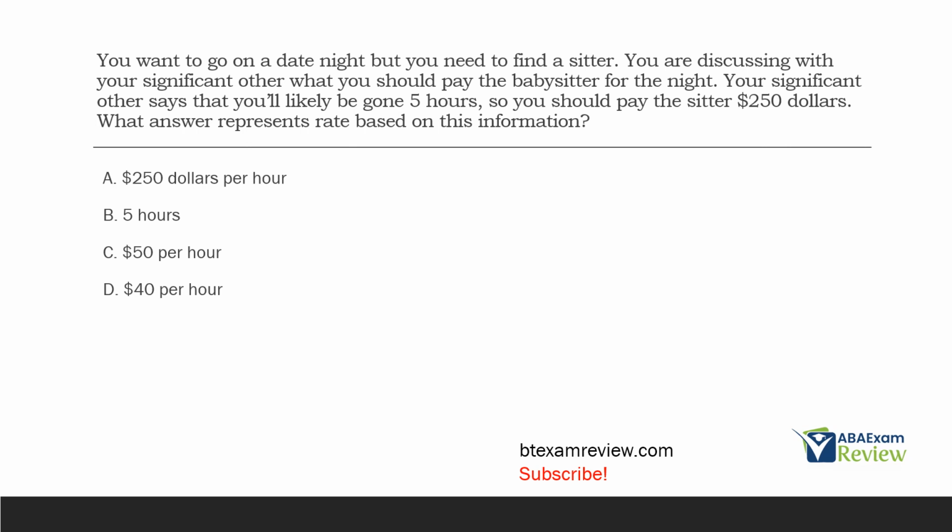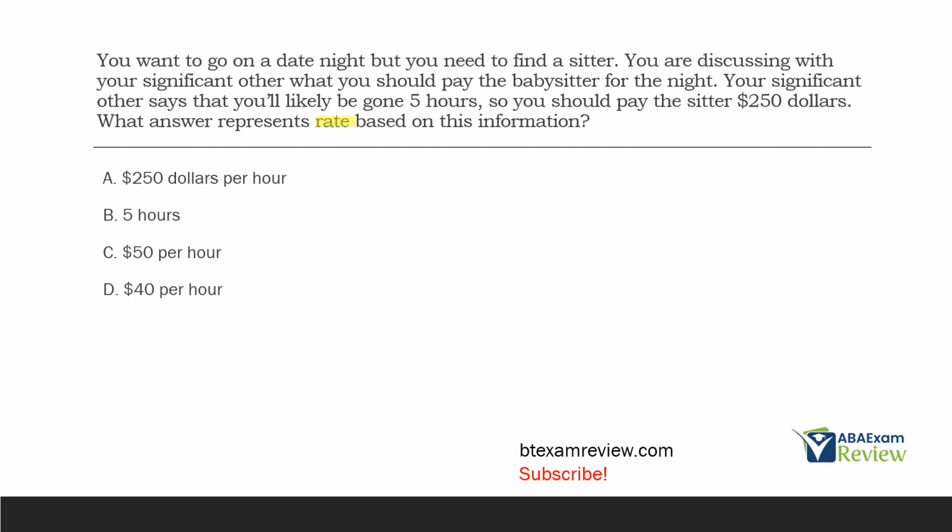You want to go on a date night, but you need to find a sitter. You're discussing with your significant other what you should pay the babysitter for the night. Your significant other says that you'll likely be gone 5 hours, so you should pay the sitter $250. What answer represents rate based on this information? Okay, a rate question. What is rate? Rate is continuous measurement. It is frequency over time. So we need a frequency, and then we need a time.